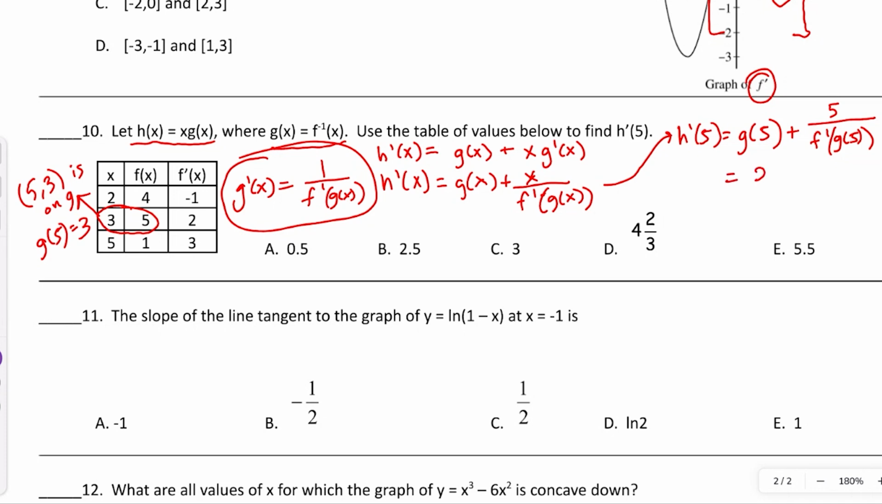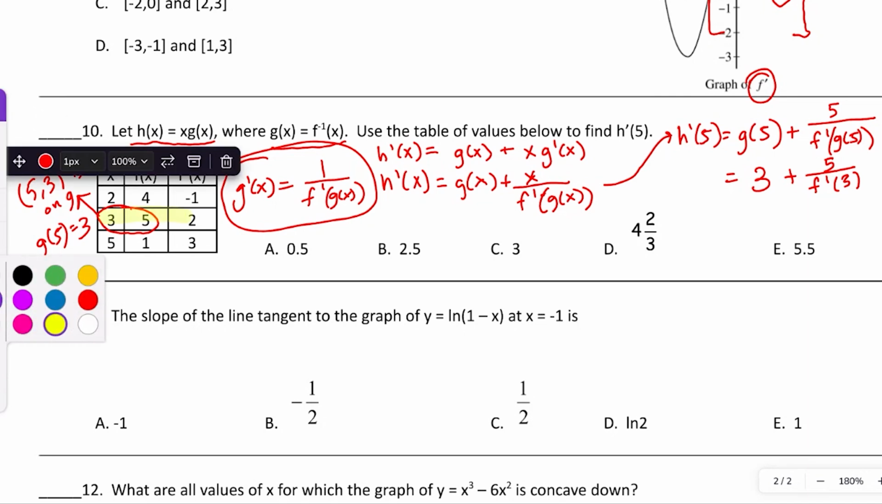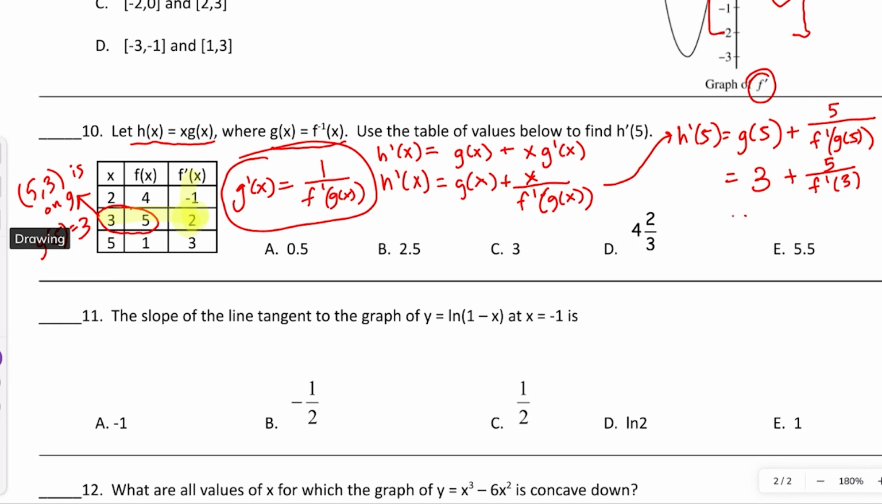So let's evaluate that. We've got 3 plus 5 over the derivative of f at 3. Now, the only thing we really need to find here now is the derivative of f at 3, and that is a value given in the table. Here's where x is 3, here's the derivative, so the value is 2. So this is going to equal 3 plus 5 halves. 5 halves is 2.5, so 2.5 plus 3 is going to be 5.5.